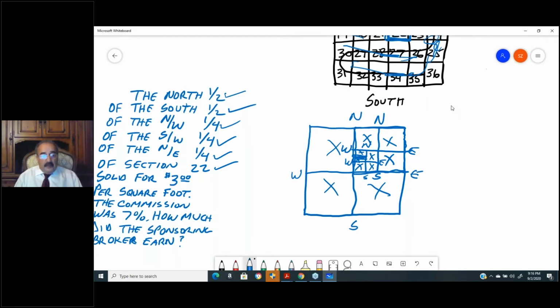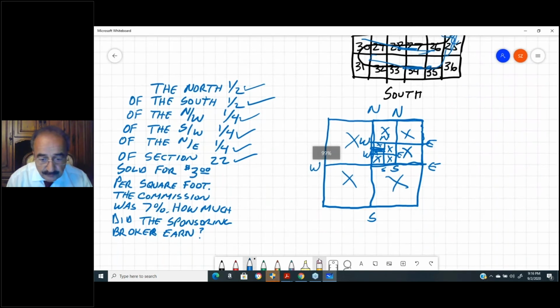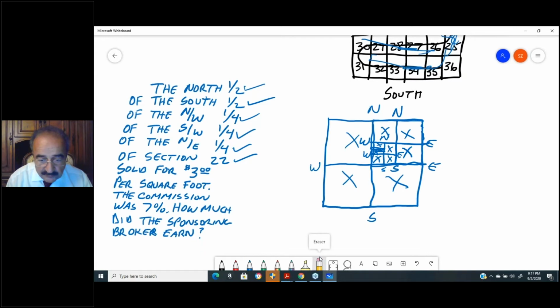Now, this piece of property sold for $3 per square foot. What I first need to do is figure out how many acres this parcel of land contains. So let me erase my check marks. I don't want to erase my numbers. So first of all, I have to figure out how many acres this parcel of land is.